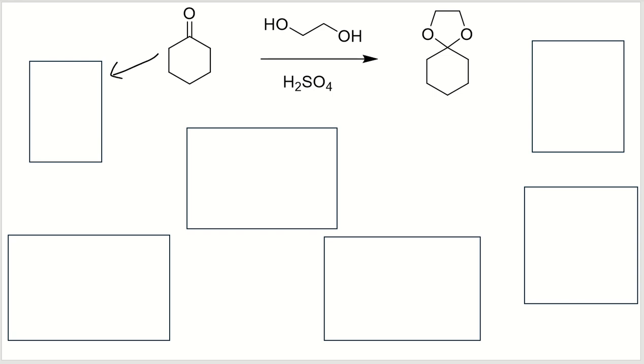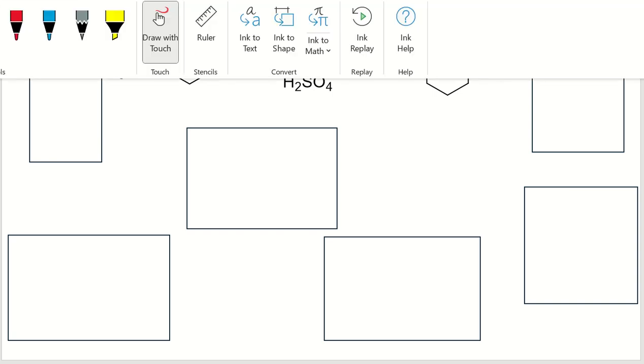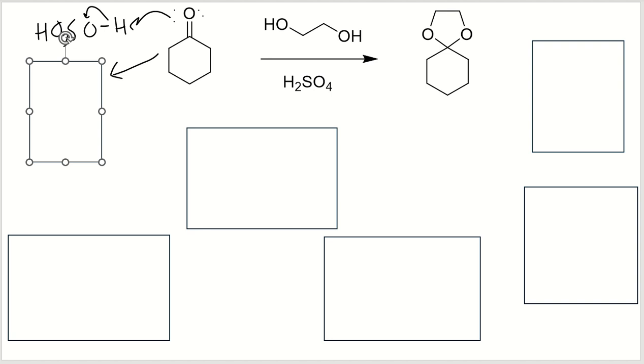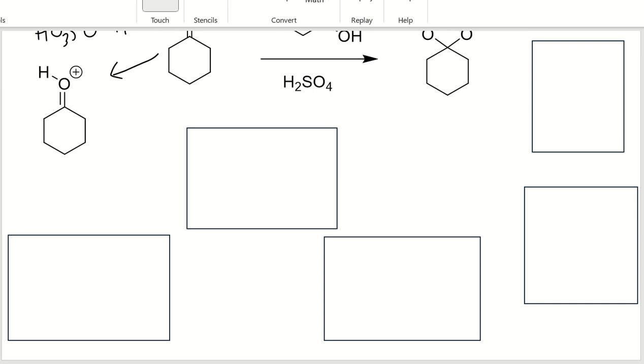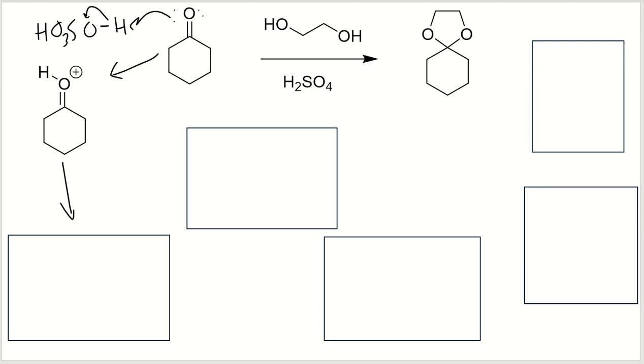So the first step of the mechanism, as before, was protonating the carbonyl. So the carbonyl is going to be protonated, and what we'll get is the structure here. We'll get the protonated carbonyl that is now more electrophilic. We essentially activated that carbonyl so that in the next step, we can have our nucleophilic attack.